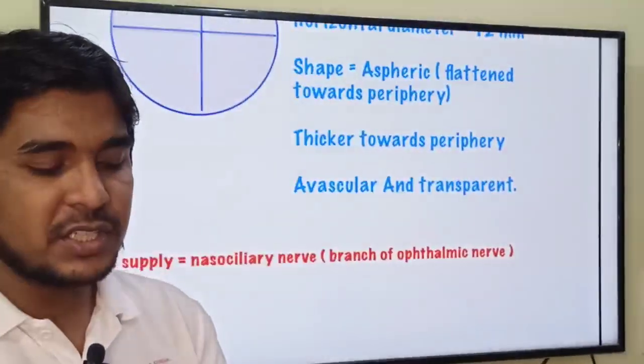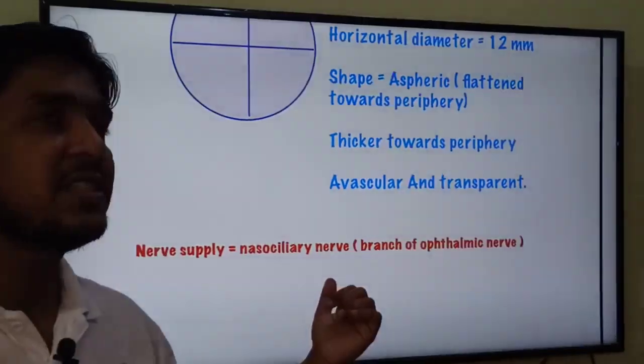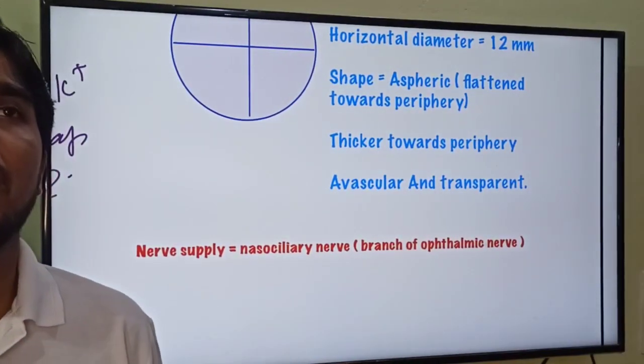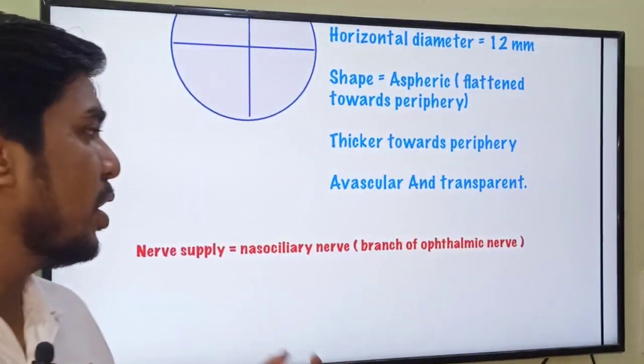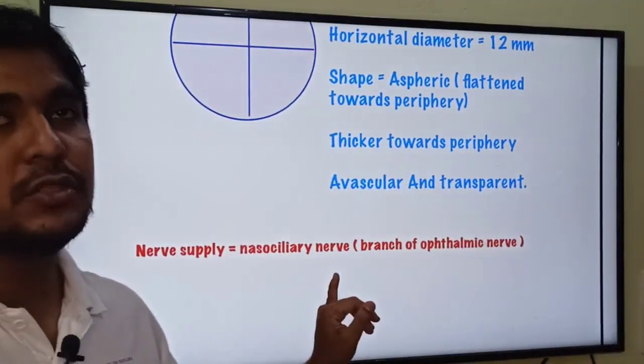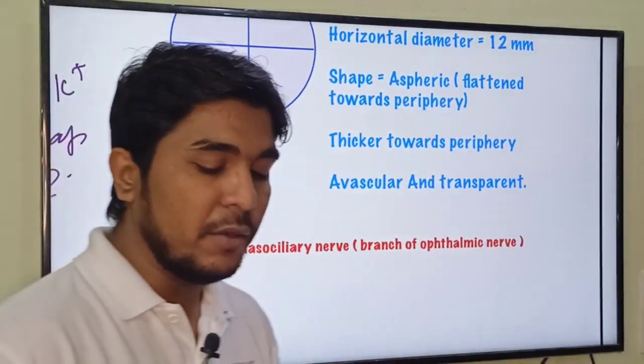What is important to understand is the nerve supply, often asked in the examination, often got mistakenly wrong by many of the students, many of the aspirants. So the answer is the nasociliary nerve, which is a branch of the ophthalmic nerve.